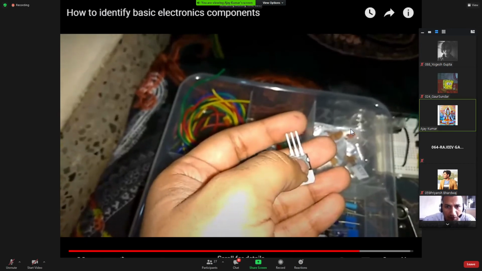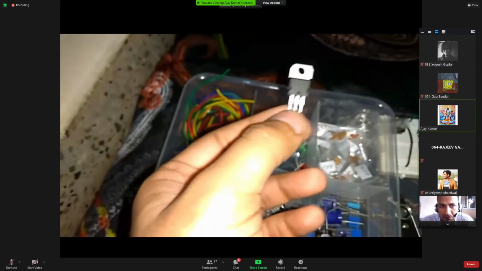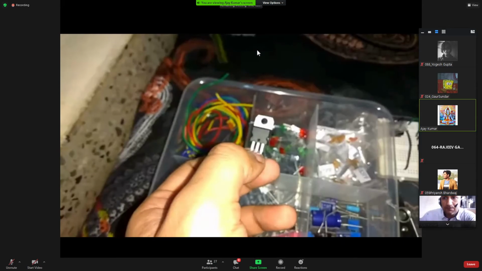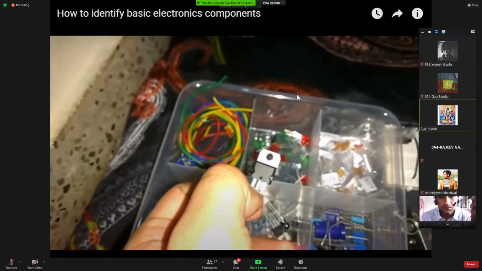Like input voltage is 9 volt, 12 volt, and output is always 5 because it is 7805. It has other series like 7809, 7812, etc. It's a voltage controller.